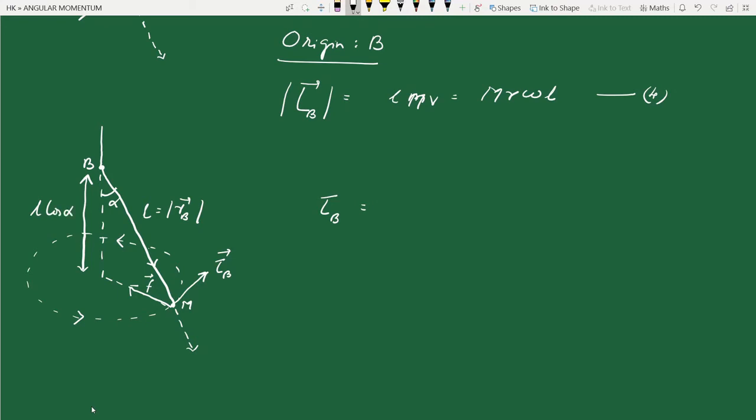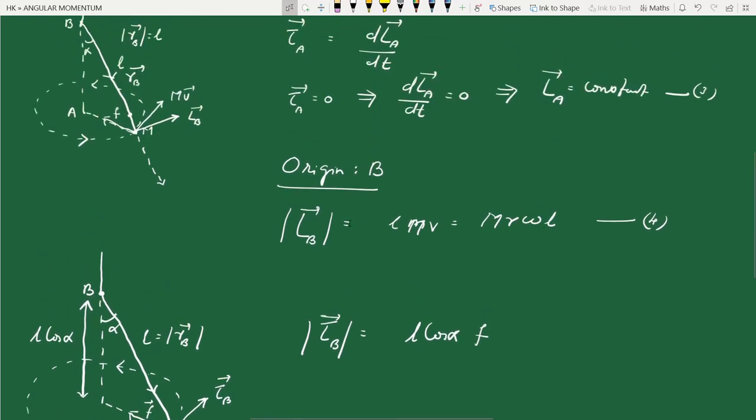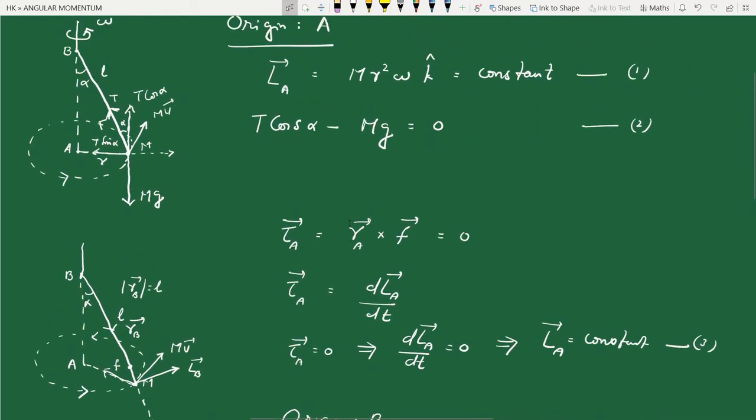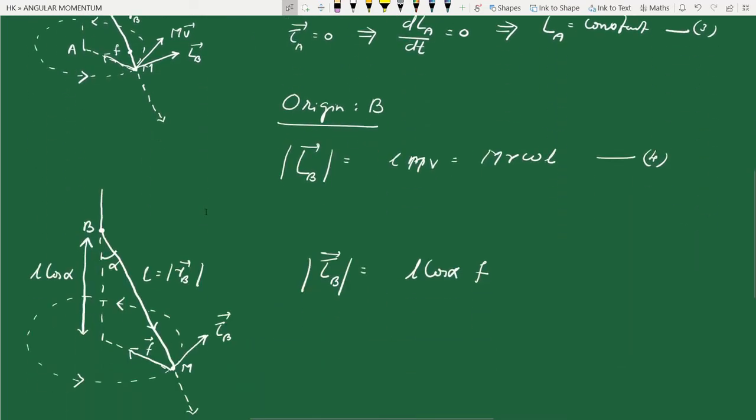So the magnitude of torque will be L cos alpha into force. Now what is the force? I think we have calculated it somewhere. Yeah, we have shown it here. What is the force acting on the body? What is this horizontal force towards the center? Its magnitude is T sine alpha. So let us substitute that here.